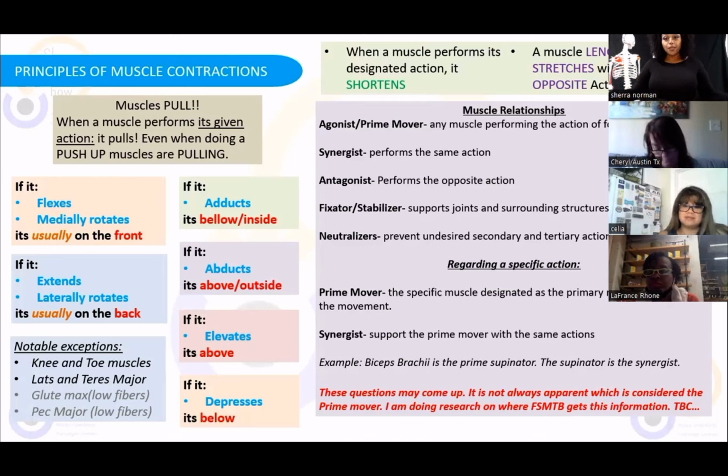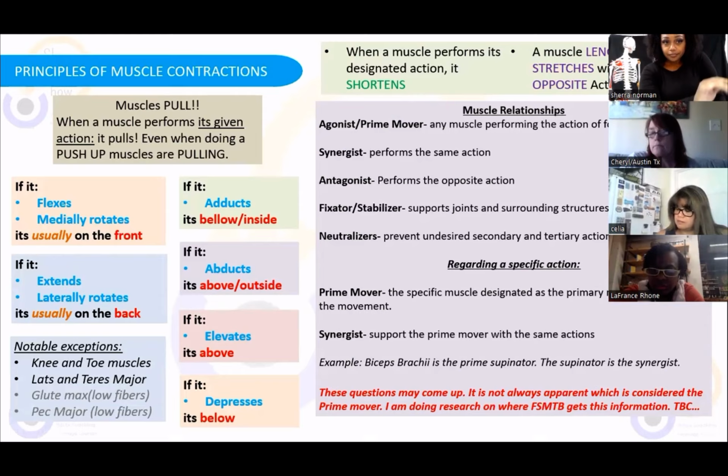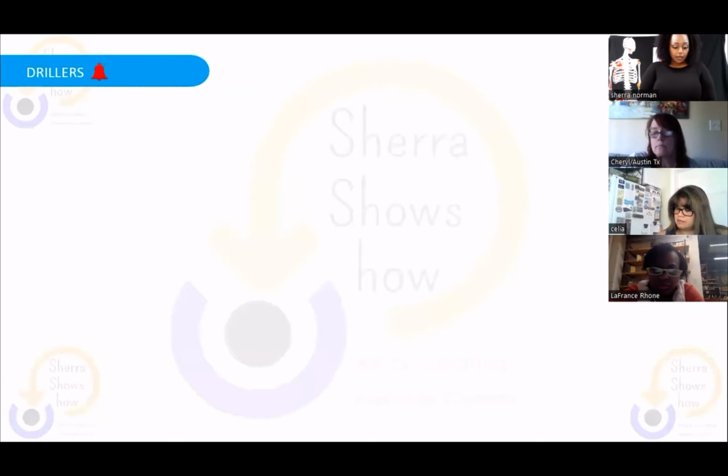And I don't know what to say about it other than I'm going to try to get in contact with somebody, say, hey, this is not fair. So don't worry about that. Just understand that synergists perform the same actions, antagonists perform the opposite actions. So far, that hasn't really been a problem. My students have passed just the same. So that's my spiel on that.